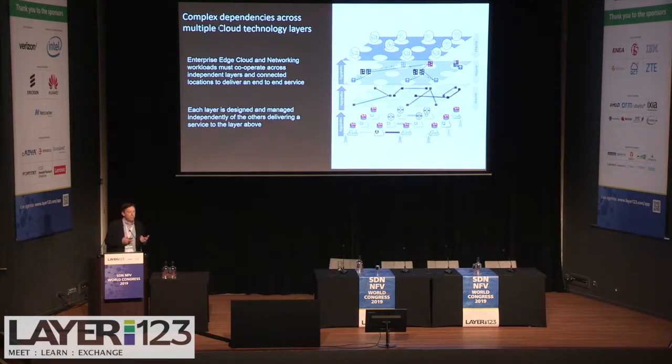Complex dependencies, this is not meant to scare anybody, but there are complex dependencies across multiple cloud technology layers. These enterprise, edge, cloud and networking workloads must cooperate across all of these independent layers. If you look at the top left here and think of that as one of those video cameras at the edge of the network, for that to happen, there's the mobile core and the packet core router, and all these things have to be stood up. There's enterprise connectivity between those packet cores, between the different regional clouds, for example.